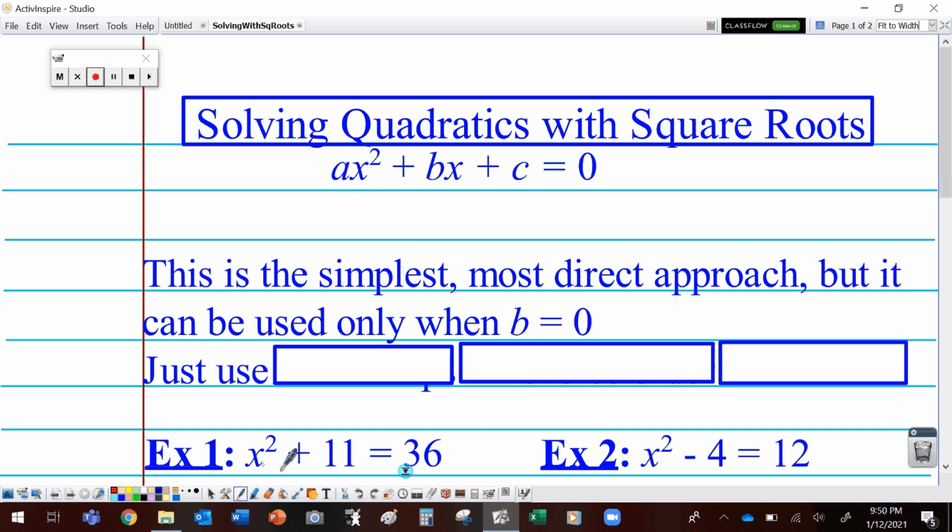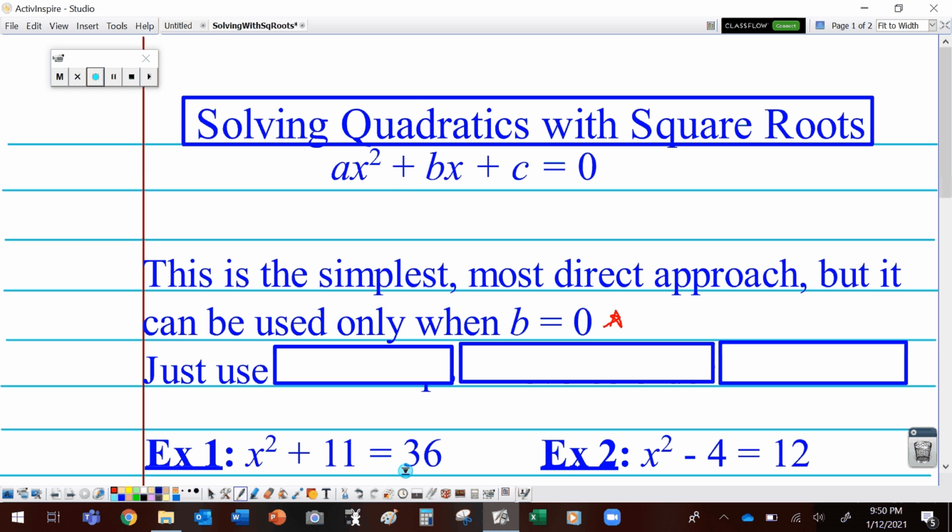Now, if we keep in mind, a quadratic is any equation that looks like this guy, ax squared plus bx plus c. Usually we get that equal to 0 before we do anything else with it. Okay, now here's the catch though. This is the simplest way to solve a quadratic equation. Okay, the catch is it can only be used when b equals 0.